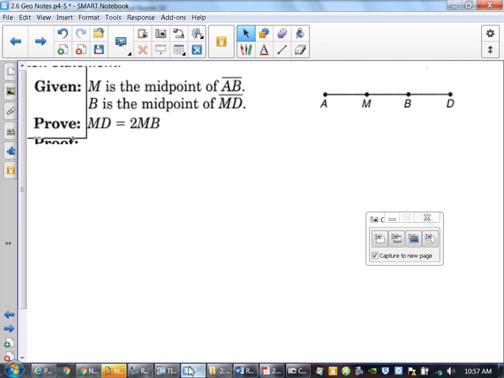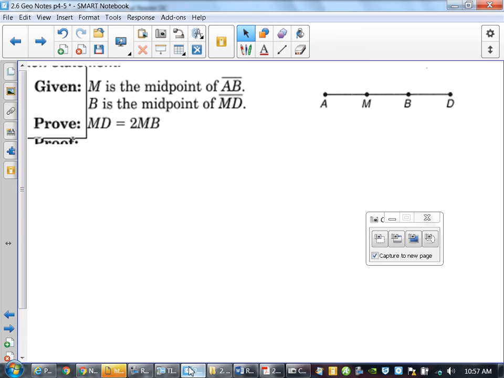Wait, does that say MB equals 2 MB? Yeah. What is 2 MB? MB plus MB. What is multiplication? Is multiplication just repeated addition? Yeah. Because what's 2 plus 2 plus 2 plus 2? 8. 2 times 4. It was 4 groups of 2. So 2 groups of this segment MB is just MB plus MB. That's all that means. I'll explain this for you in a second.